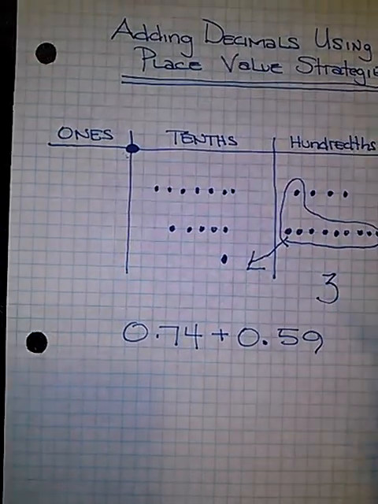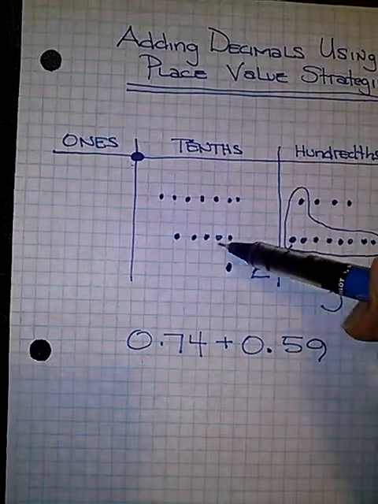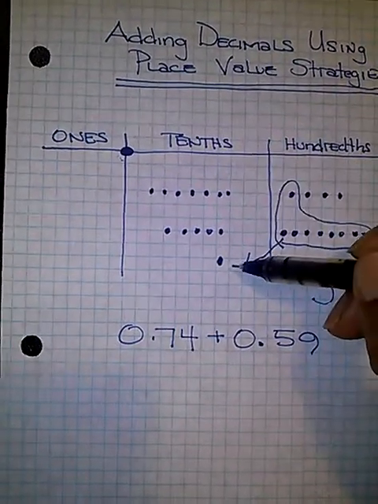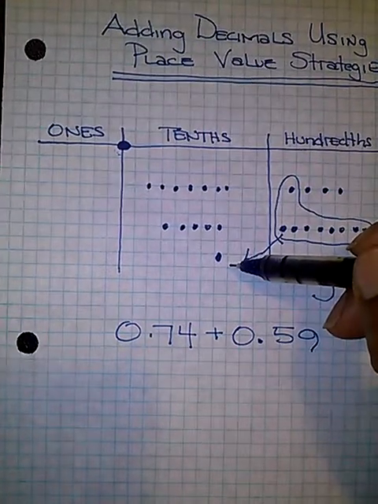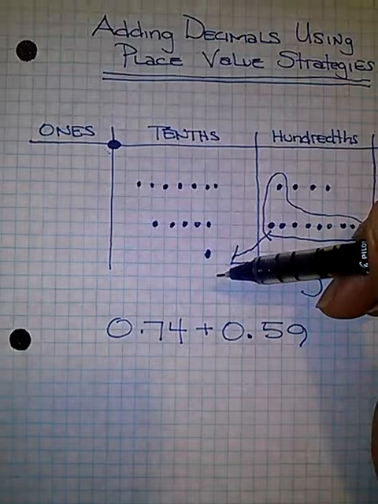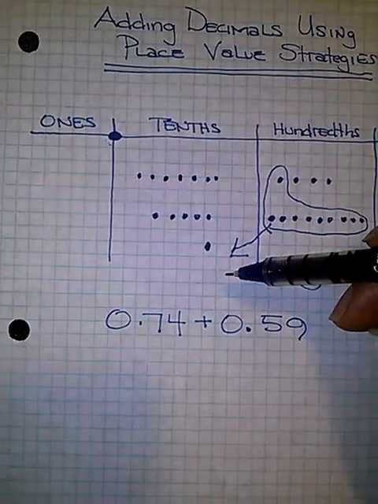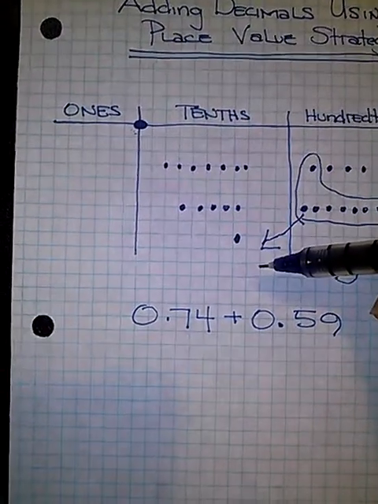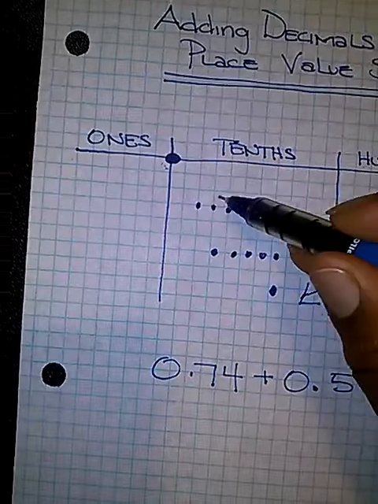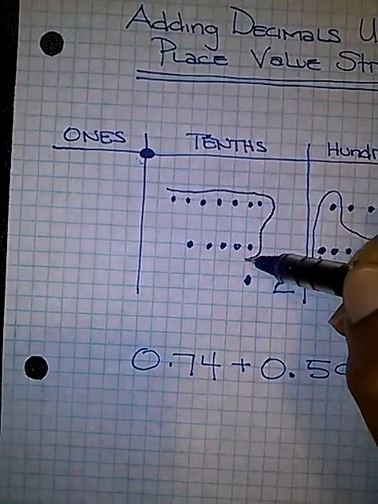Then I will move to the next column, which is the tenths. I started with 7 tenths, and I added 5 tenths, and I got 12 tenths. But then what about the 1 tenth that we brought over? So now we have a total of 13 tenths. Again, a digit in one place represents 10 times as much as the place to its right. So I will bundle 10 of the tenths together. This was 7, 8, 9, 10.